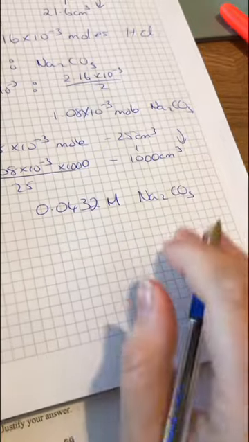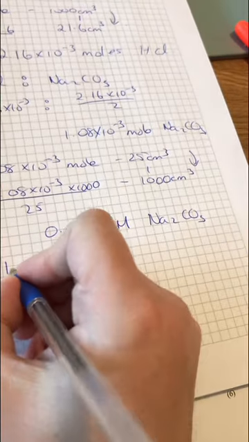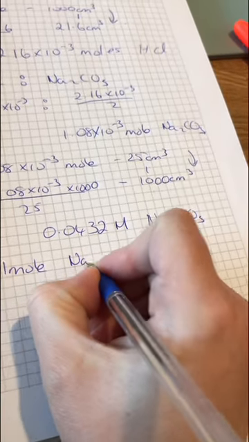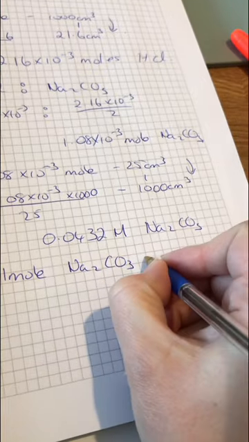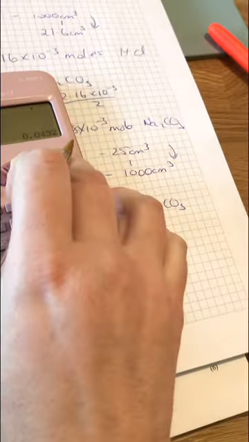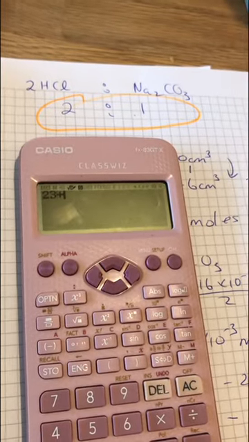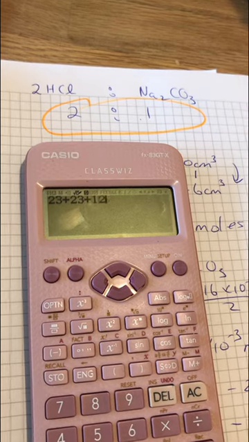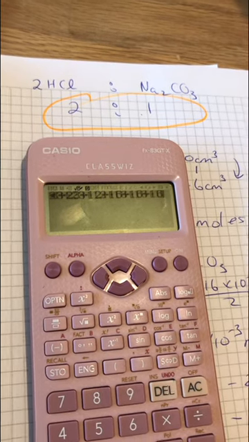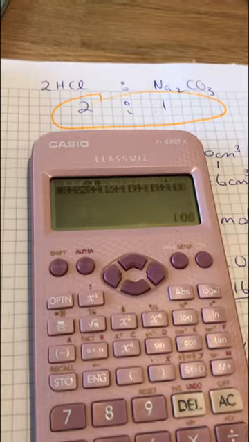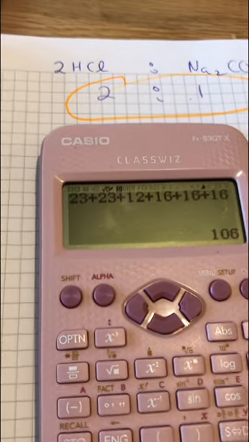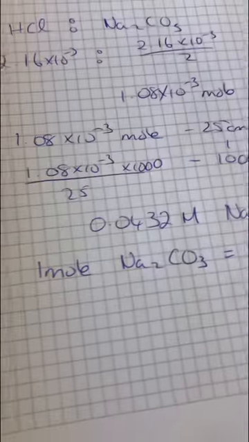Then it asks you to convert that to grams per litre. So you look at what 1 mole of sodium carbonate is. So again, this part is very important that you show them, but I'm not going to show you because we've done this several times. So you're looking at 23 plus 23 plus 12 plus 16 plus 16 plus 16. Again, where am I getting that from? Periodic table. And that tells me 1 mole is equal to 106 grams.